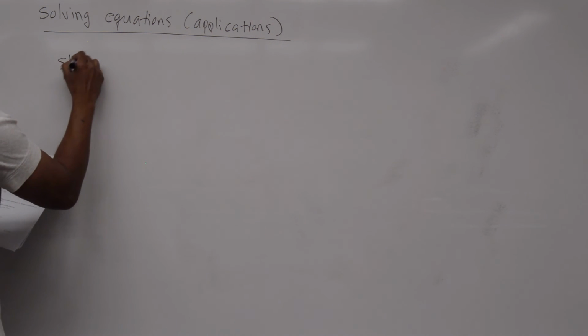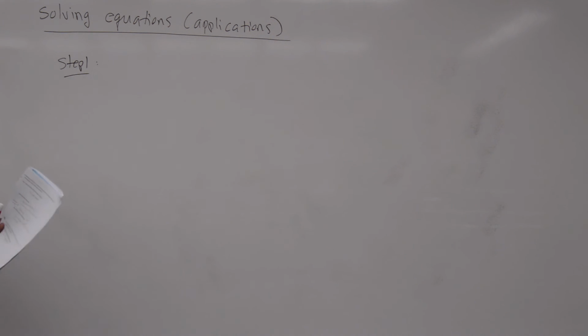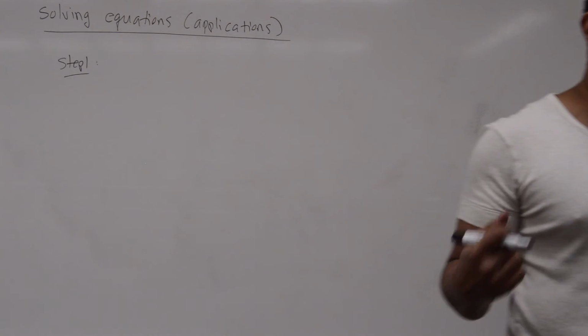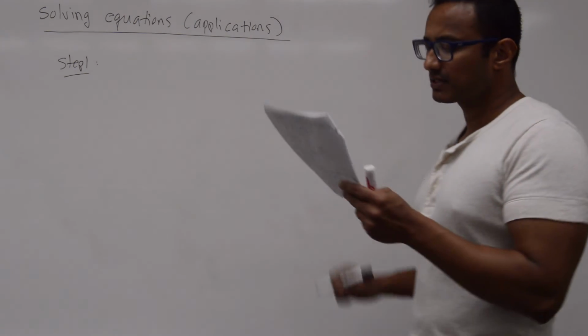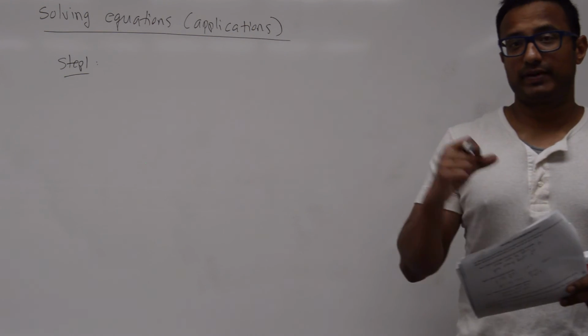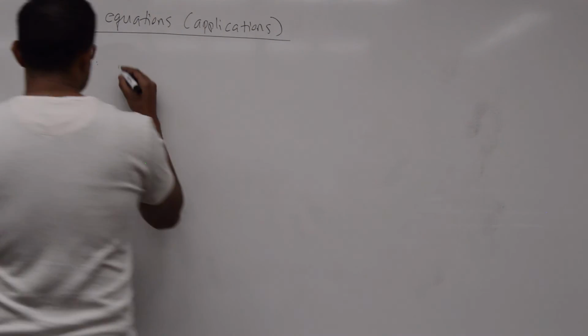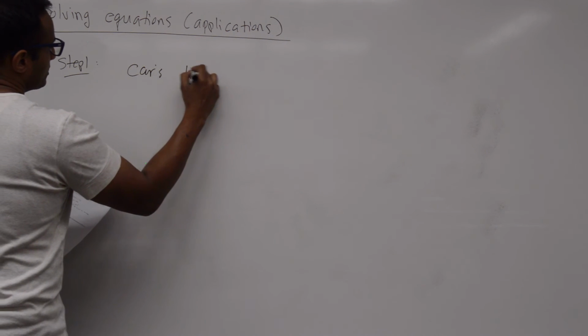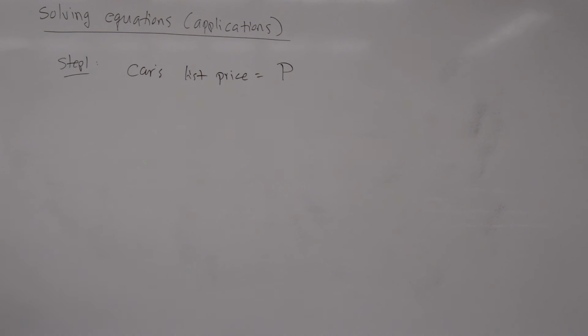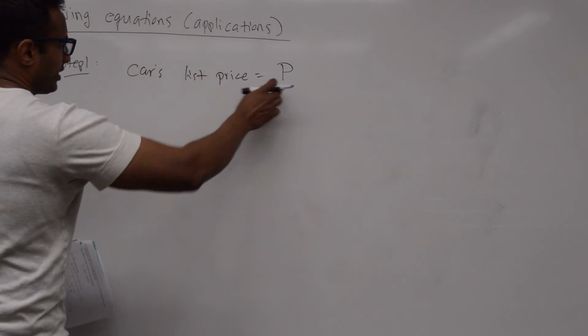So step 1, you define the variable, and if there are 2 variables or more, then you relate them. But in this case, you only have 1 variable. Look at the question. The question says, what was the car's list price? Now, usually, whatever you're looking for, that is your variable. So we're looking for the car's list price, and we're going to say this equals P. Okay, P is equal to the car's list price. That's step 1. Now, is there more than 1 variable? Are we looking for 2 or more things? No, we're only looking for 1 thing, so we only have 1 variable.